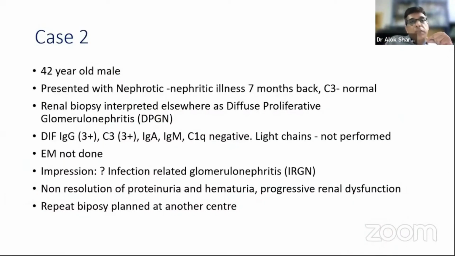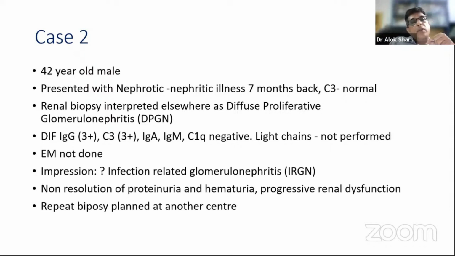So one more case, one last case. This is a 42-year-old male. Now this is another important manifestation where you can see the importance of electron microscopy in the diagnostic algorithm. So this gentleman had a nephrotic nephritic illness 7 months back, right? And elsewhere, the renal biopsy was diagnosed as a diffuse proliferative GN, IgG, C3 positive, C1q negative, light chains were not performed, and EM was not done. So looking at the overall picture, it was diagnosed as an infection-related GN.